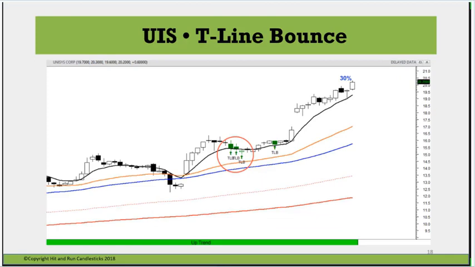Here's UIS. This is a T-line bounce. See how we gap up and we have that first pullback to the T-line. Nice little entry. For the most part, it really did nothing. It just went sideways. It didn't get going. It just sort of meandered around. It held up well. There it alerted again. And from there, boom, there you go. There's your 30% trade.